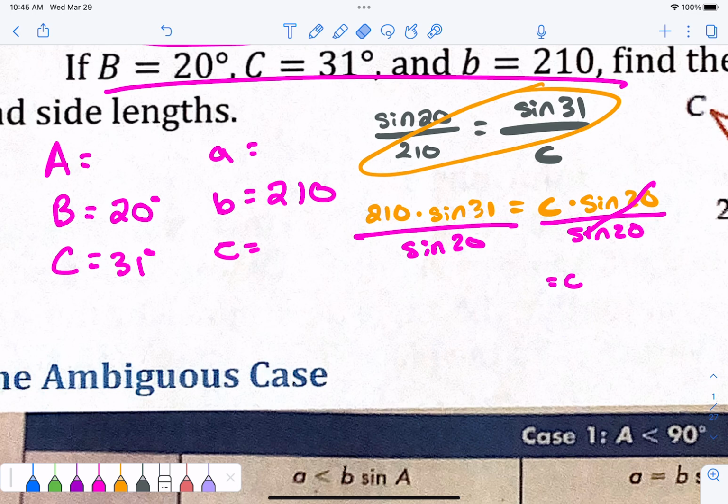All right. What'd you get for little c? Anybody? 316.23. So we'll go one decimal place on everything. 316.2 is what C is.